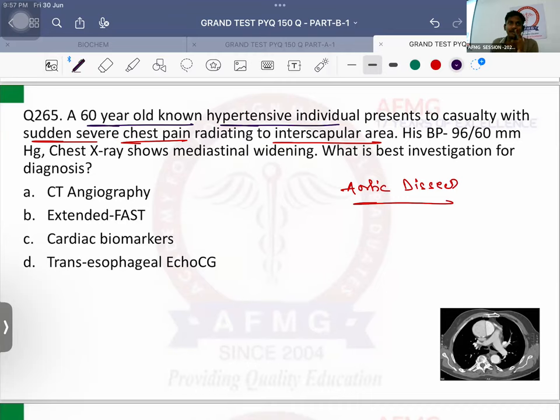Epigastric pain radiating to back: acute pancreatitis. Chest pain radiating to back: the answer is aortic dissection. Blood pressure is 96/60 mmHg, which means the patient is usually unstable. Chest x-ray shows mediastinal widening.